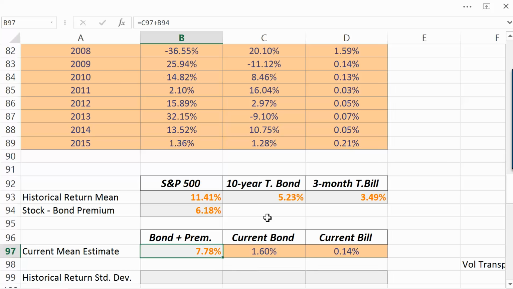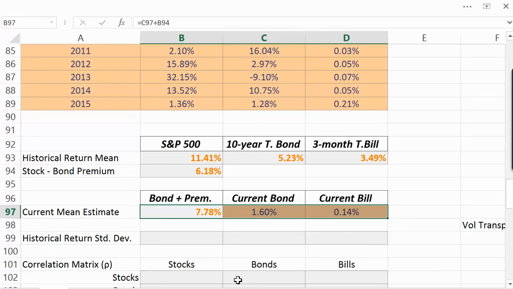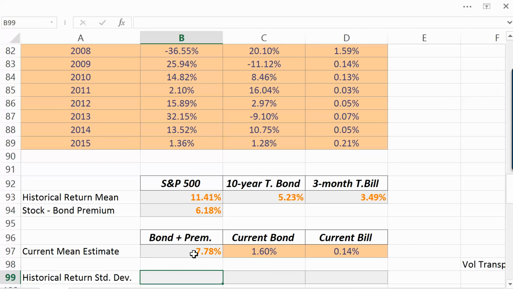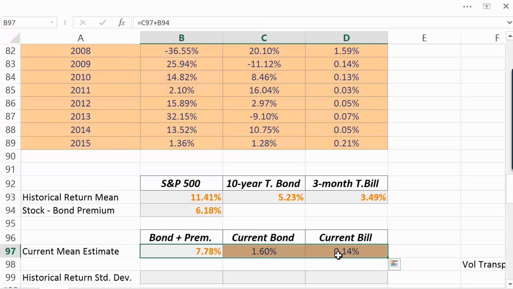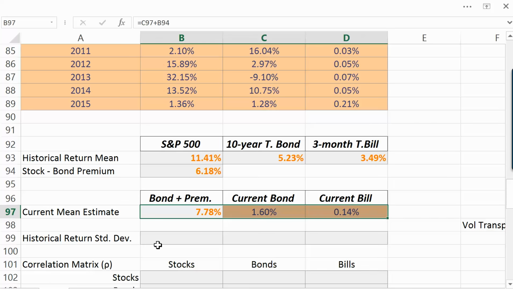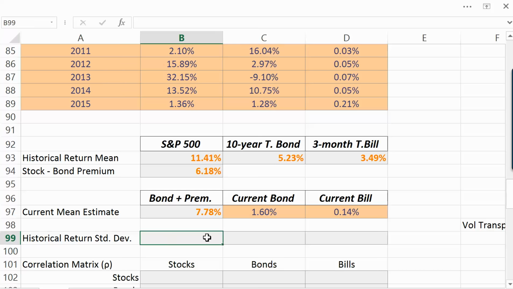So we're going to, in a few minutes, build a portfolio of these stocks, bonds, and bills using these returns. And what we're going to do is create optimal portfolios that maximize return for some level of risk, or minimize risk for some level of return. And the measure of risk we're going to use is going to be standard deviation.